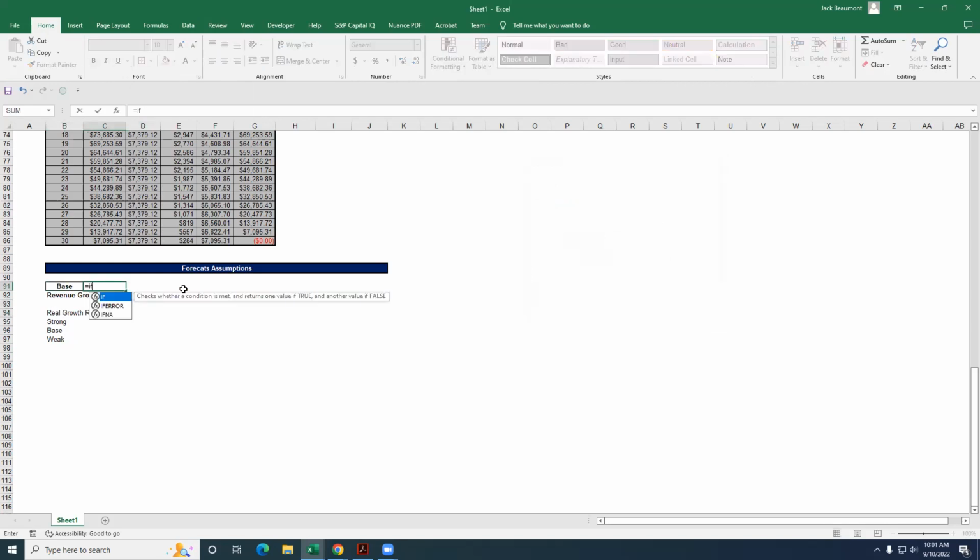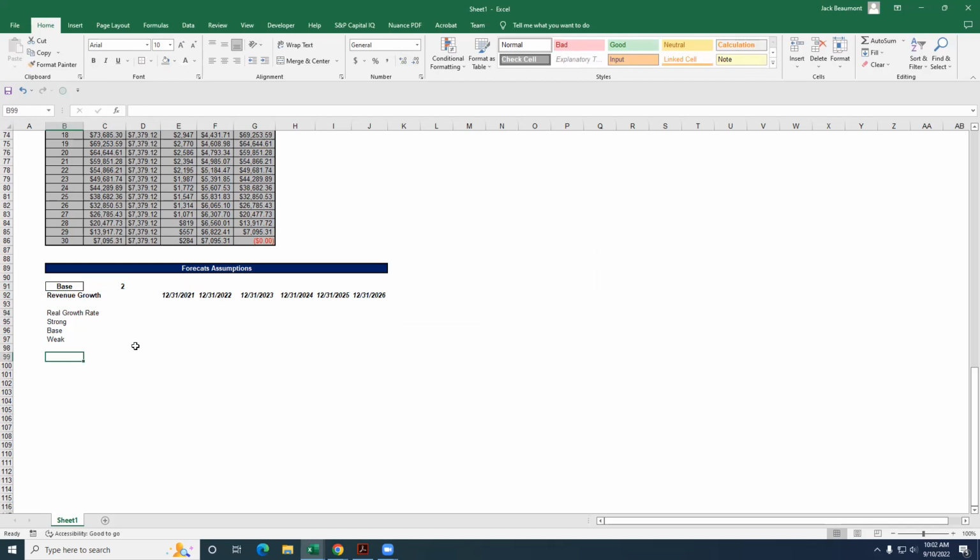And over here, I'm going to do if this equals strong, it equals 1. And if this equals base, it's going to equal 2. And then otherwise it's going to equal 3. So base, if I go to strong, it equals 1. If I go to weak, it equals 3. We'll see very soon why this is important.